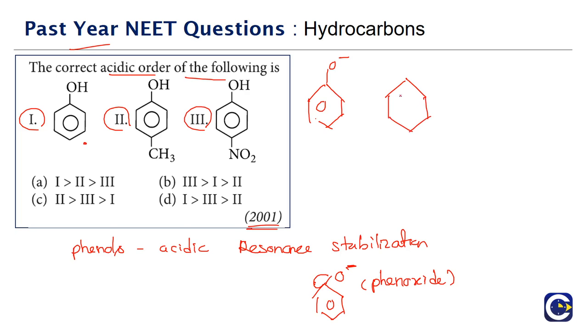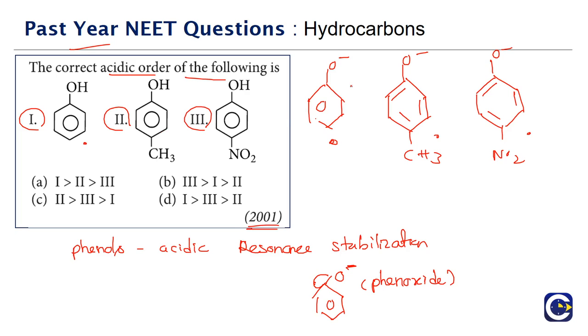Then we have the paramethyl phenoxide ion. Then we will have paranitro phenoxide ion. The more the stability of the phenoxide ion, that means that particular compound, 1 or 2 or 3, will easily undergo the protonation. Whichever of these anions is more stable means the corresponding original compound will be more acidic.